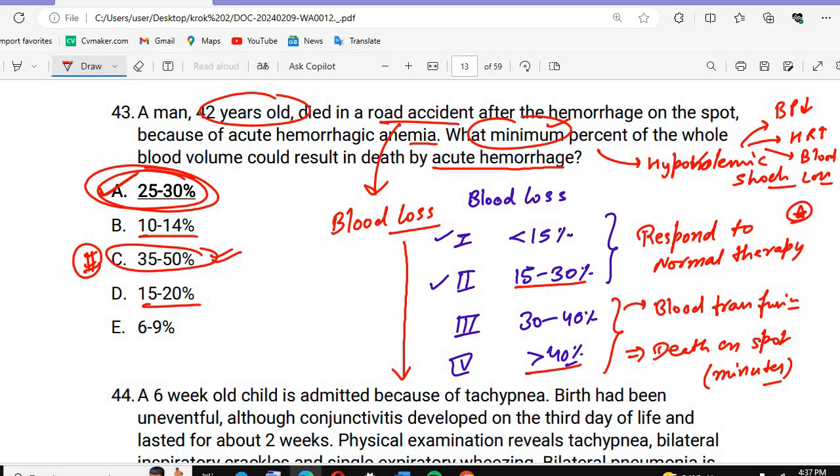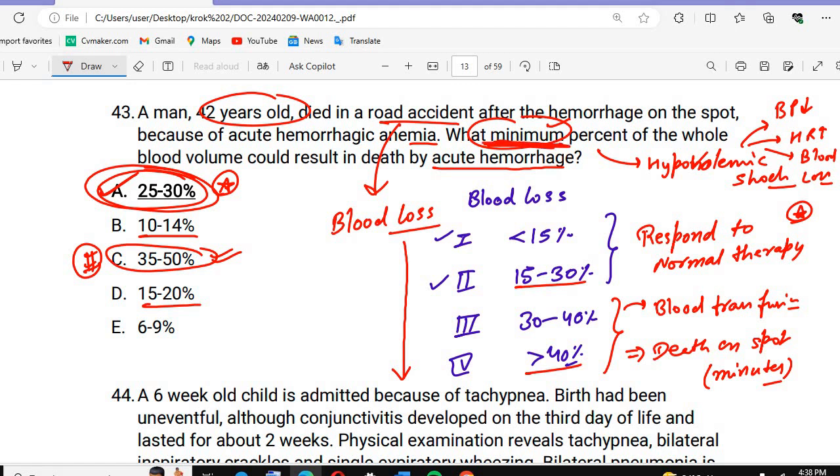Okay, I'm repeating it again. If there is 25 to 30% blood loss, remember that this is the minimum percentage that can cause death by acute hemorrhage. But with 35 to 50%, death on the spot within minutes is possible. This is the minimum percentage that you need to remember.